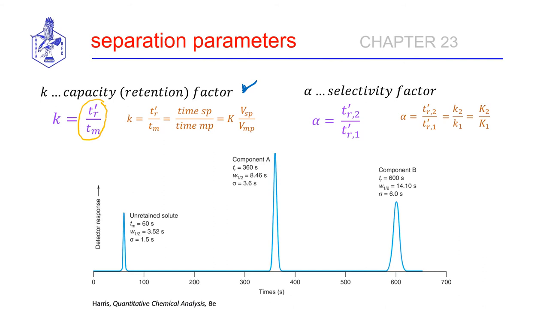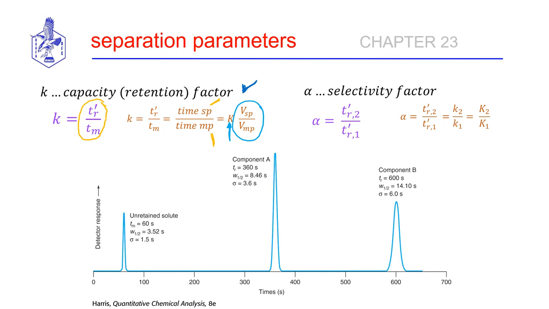So if one wishes to delve further into this relationship, it's the time spent in the stationary phase relative to the time spent in the mobile phase. And we can actually go back and derive that this is equal to the distribution coefficient, the coefficient of the concentration of that component in the stationary phase relative to the mobile phase, multiplied by the volume of the stationary phase material divided by the volume of the mobile phase material. The retention factor has to do with how similar that molecule is to the stationary phase.